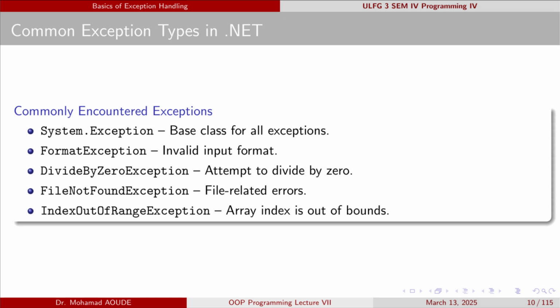Some exception types you'll encounter frequently. System.Exception, the base class for all exceptions. FormatException occurs when parsing fails. DivideByZeroException happens when the denominator is zero. FileNotFoundException if a file doesn't exist. IndexOutOfRangeException if you access an invalid array index. Knowing these helps you handle exceptions precisely and appropriately.